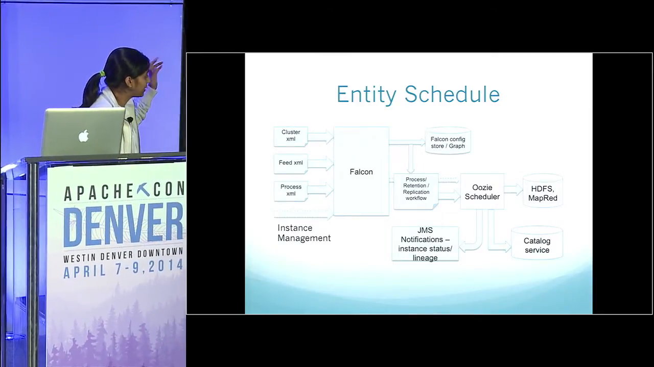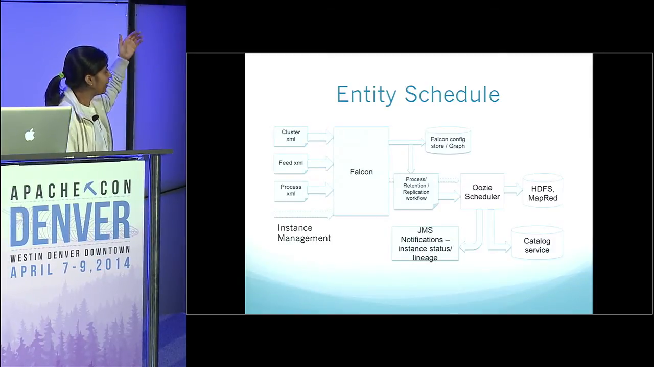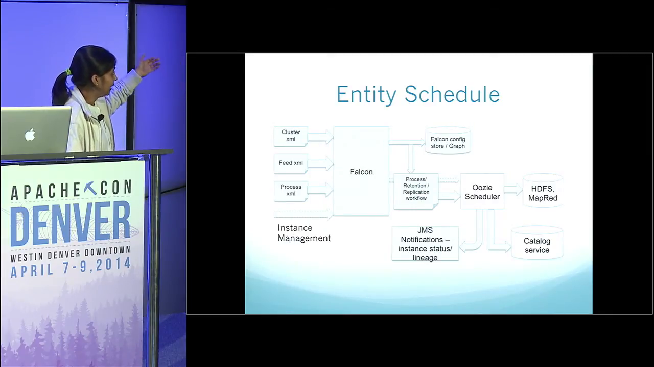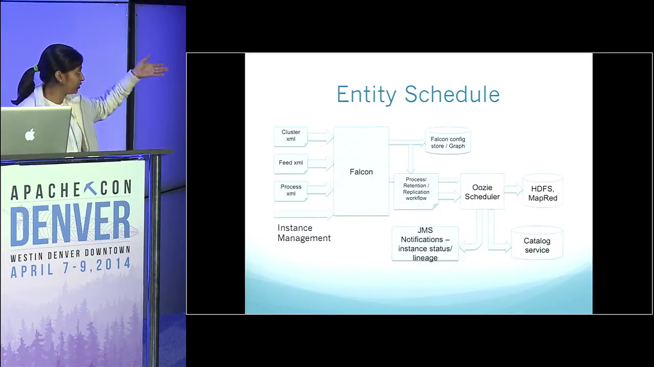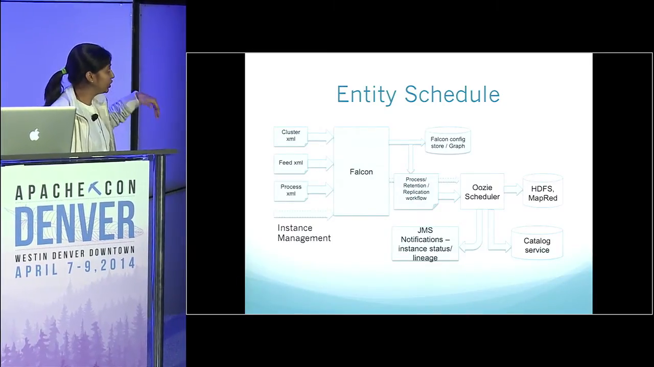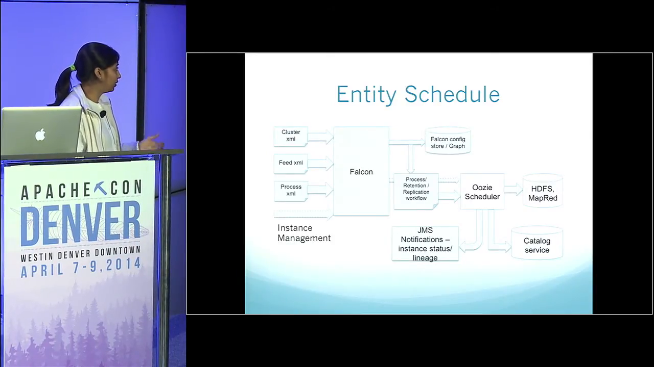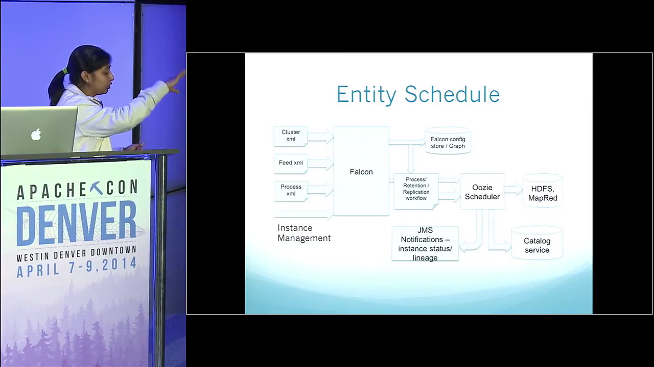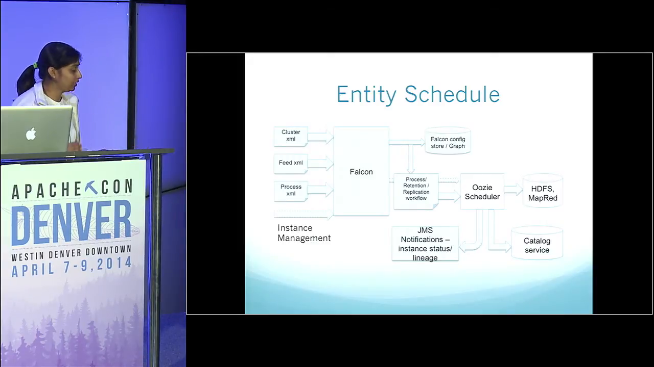This is the basic entity schedule, how the data flows across different systems. So you have a cluster XML, a feed XML, and a process XML that are submitted to Falcon. When you submit these entities into Falcon, they are stored in the configuration store. And when you schedule a feed or a process, a retention or a replication for a feed or a process lifecycle kicks off, which orchestrates the lifecycle into an Oozie workflow. It is scheduled on Oozie as different coordinators.